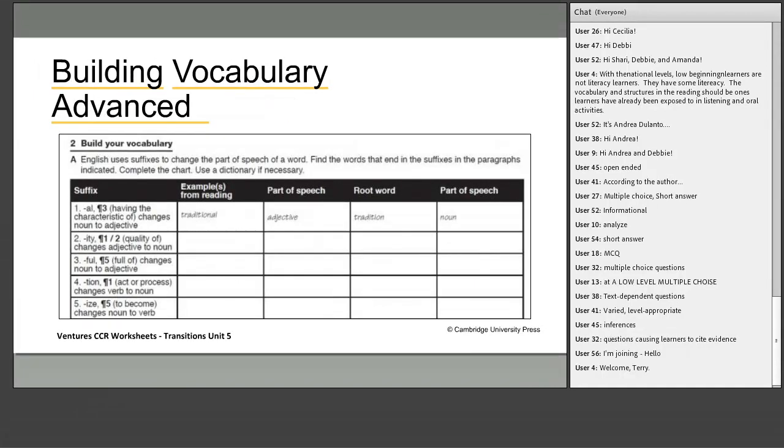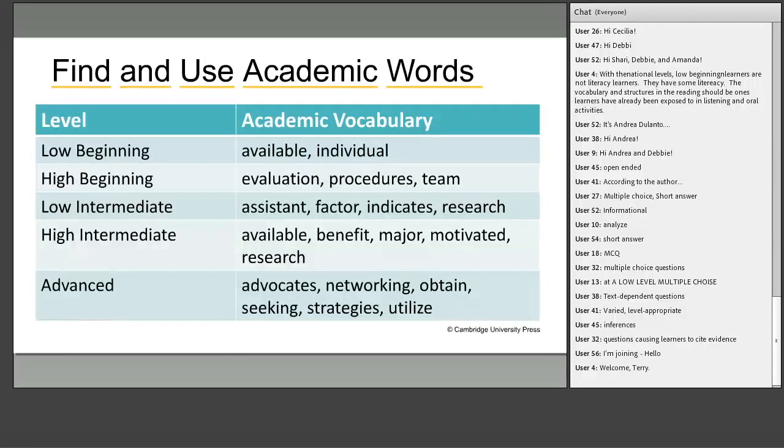or contrast an idea. In the advanced level exercise, based on a reading called Accessing Hidden Jobs, learners find 6 words in the text with specific suffixes and then identify the part of speech related to how the word is used in context. Words include traditional, majority, meaningful, reapportion, and utilize. They also have to identify the root word and its part of speech.